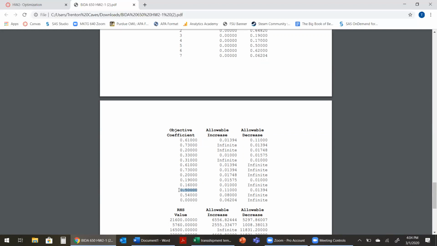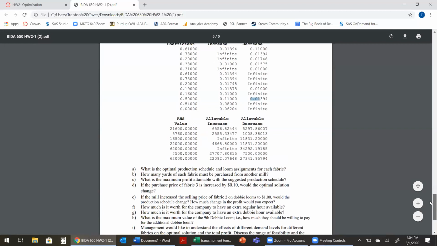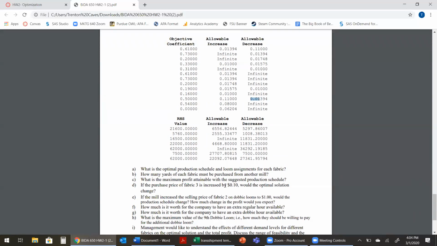And here it might help to work backwards. We've got 5 is our bottom one, 4, 3, 2, 1. So fabric 3, our objective coefficient is 50 cents. Our allowable increase is 11 cents. Our allowable decrease is 1 cent. So the question asks, if the purchase price is increased by 10 cents, would the optimal solution change? Well, 10 cents is less than 11 cents, so it's within the allowable increase.